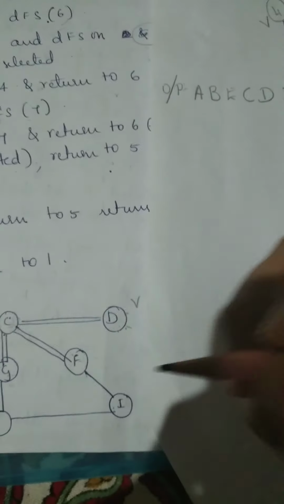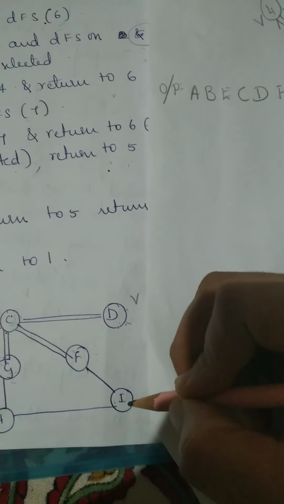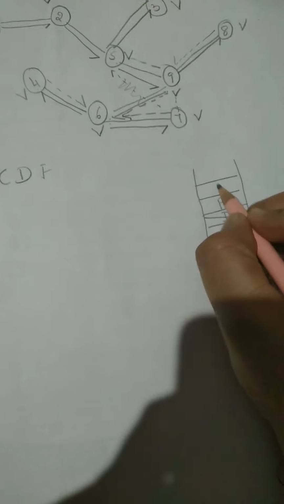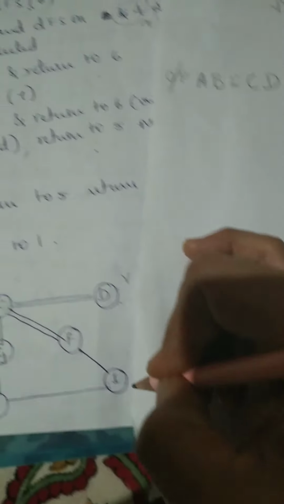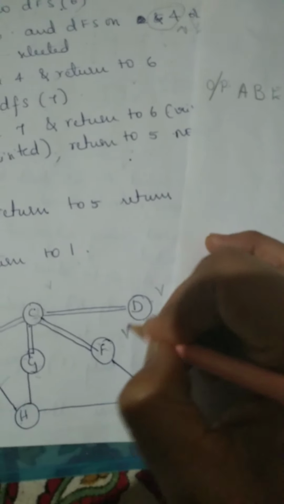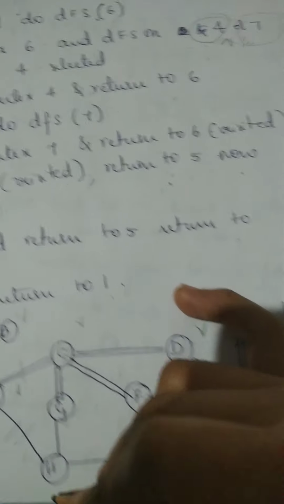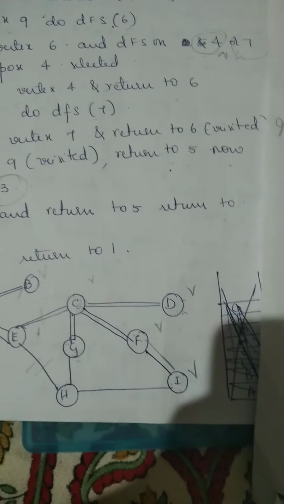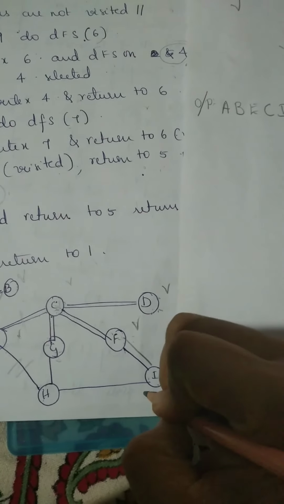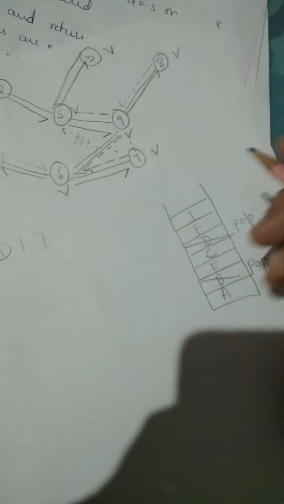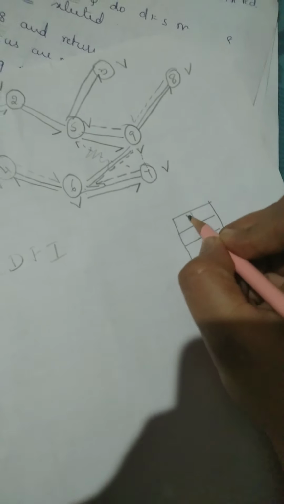And from F, I can go for I. Right? I'll select I. F, I. Next, from I, this is visited, this is visited. What is the next adjacent vertex? That is H. So now I can select H. Right? H.